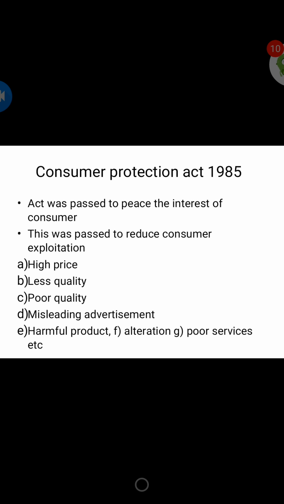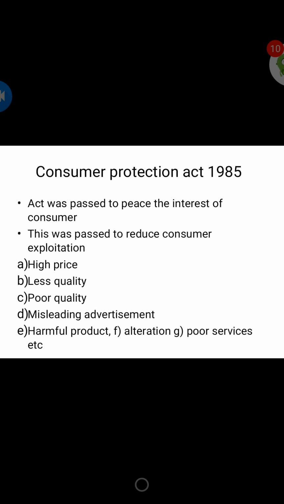The next is harmful product. Harmful product is whatever product you produce that will cause injury to the life and property of the consumer. To protect the consumer from such products, the Consumer Act has been passed. Then the next is alteration. Alteration means you make changes. You ordered something, you got something else. Or you show a good product and at the time of delivering, you give a low quality product. This is called alteration.